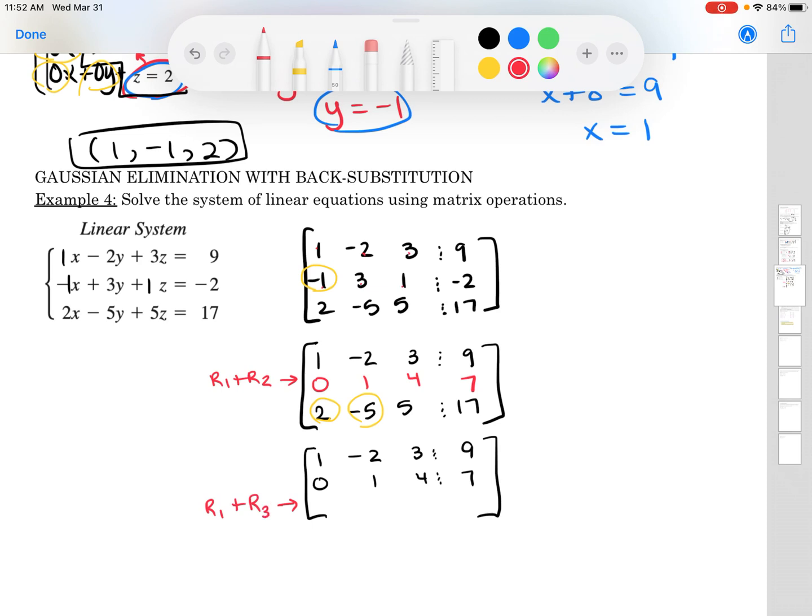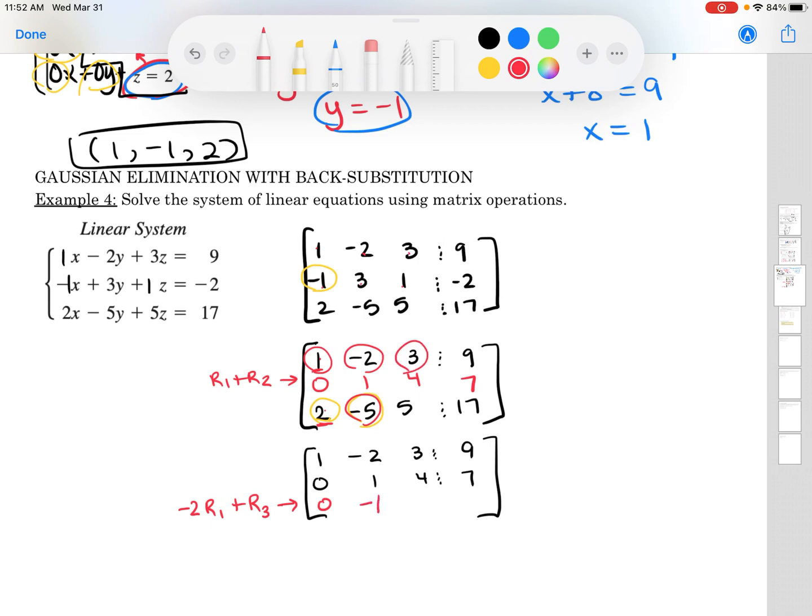If we add it to the third row, that'd be adding 1 and 2 together. It'd be really great if this was a -2 though. So why don't we multiply the first row by -2 and then add it, just like we would with elimination. So 1 times -2 is going to give me -2, and then I add and get 0. -2 times -2 is going to give me 4 plus -5, I'll get -1.